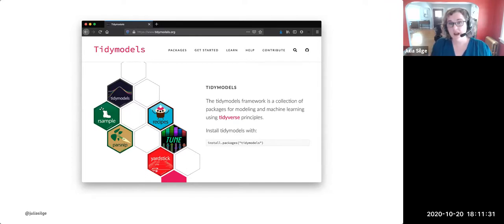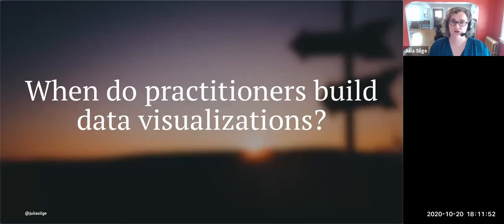But a lot of what we're going to talk about today isn't specific to Tidy Models, isn't specific to R. In fact, it is pretty broad. We are going to focus on these data visualization practices for real world folks that are engaged in building models. So let us start by asking this question. When do modeling practitioners build data visualizations?